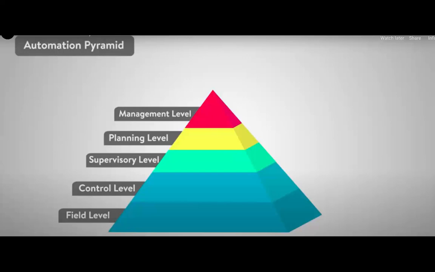So the most important thing about SCADA is that it can monitor and control multiple systems from a single location. It is not limited to a single machine like the HMI that we have discussed in previous posts. So SCADA can control multiple systems from a single location. The fourth level of the automation pyramid is called the planning level.